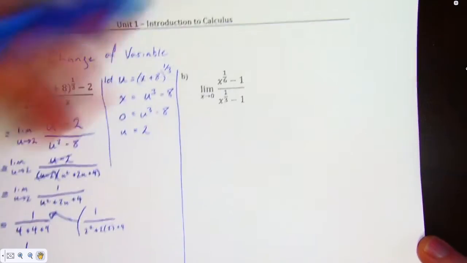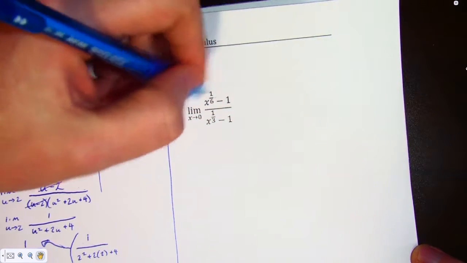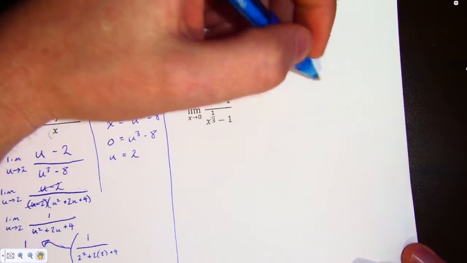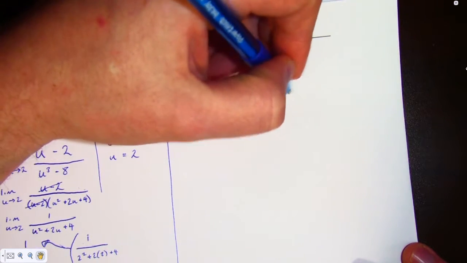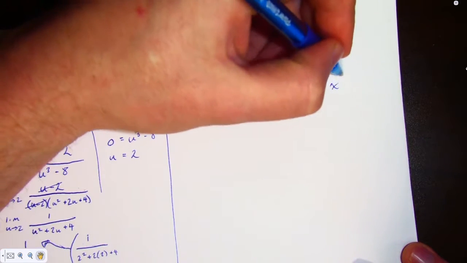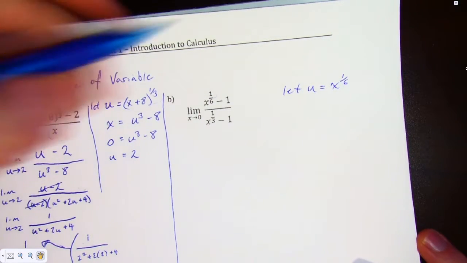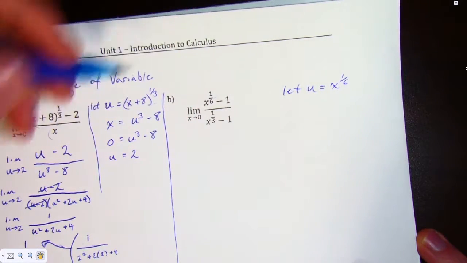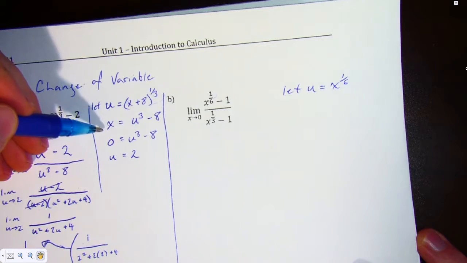We're going to look and we're going to say, well, I don't like this x to the 1/6. That's crazy. I'm not dealing with that. So we're going to say let u equal x to the 1/6. And I don't know why we usually use u when we do change a variable, but we do.